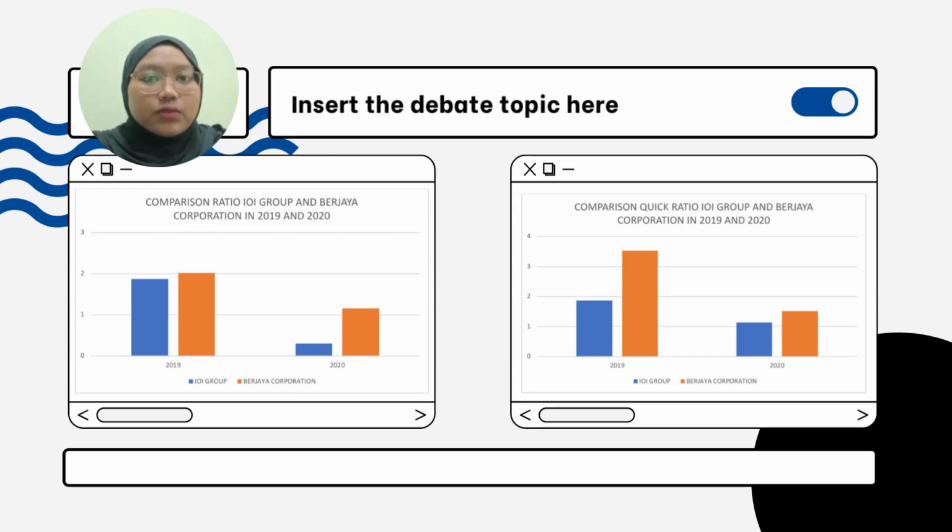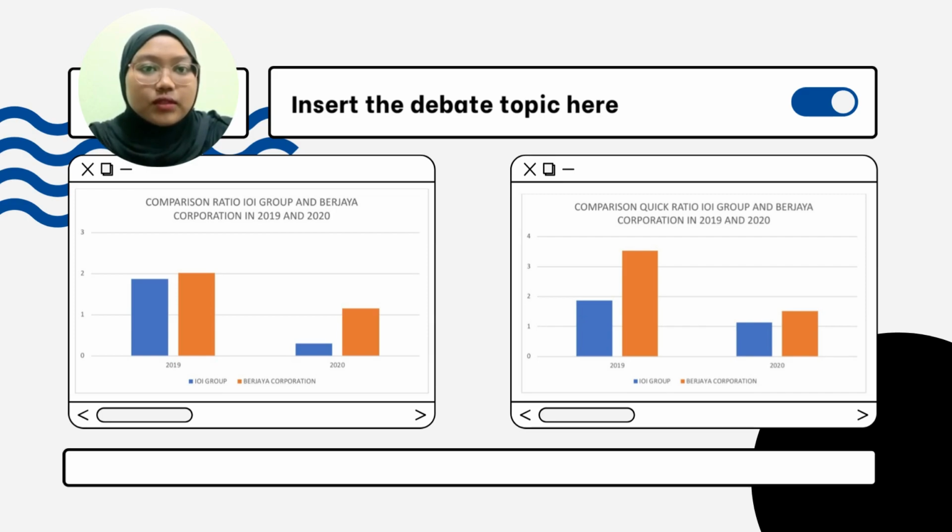The graph shows data about the current ratio for both companies, which are IOI Corporation Berhad and Berjaya Corporation Berhad in 2019 and 2020. The data shows that the current ratio for IOI Group in 2019 is 1.87, while Berjaya Corporation is 2.02. Meanwhile, in 2020, the data shows that Berjaya Corporation has a higher current ratio of 1.16 than IOI Group, which is 0.30.